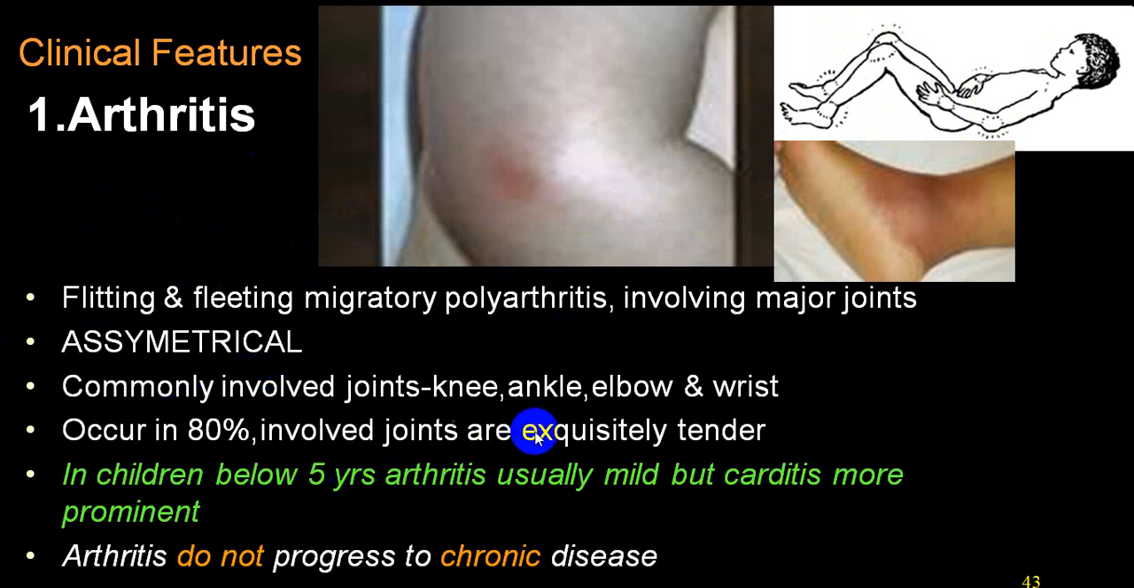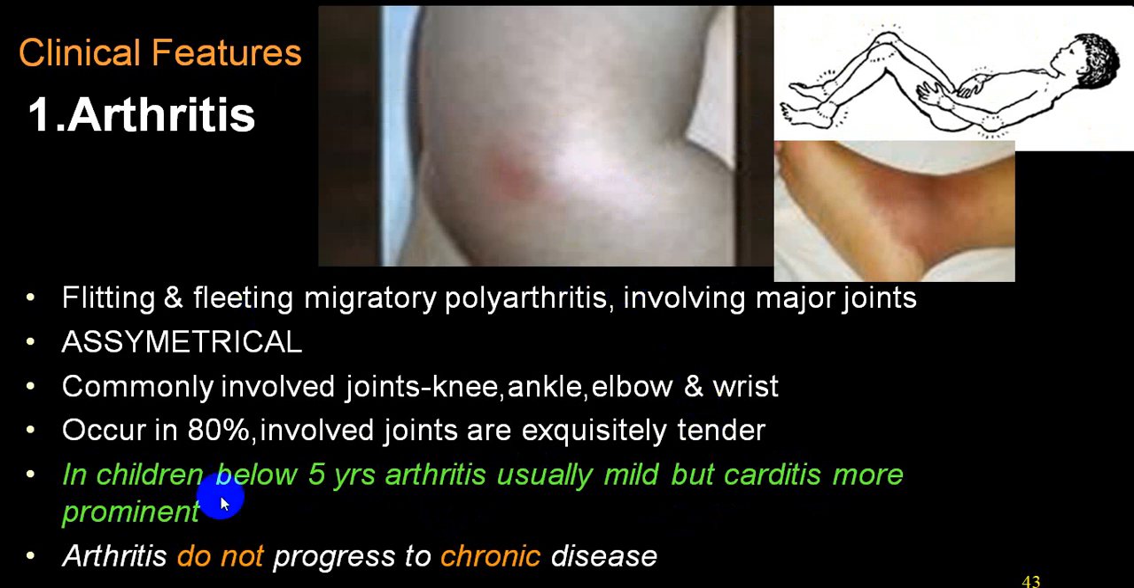80% of the time the involved joints are absolutely tender. You will have all the signs of inflammation, that is swelling, redness, pain and warmness. Below 5 years of age, it is usually mild, but carditis is more prominent. If a child is less than 5 years, carditis is more prominent than arthritis, but arthritis is the most common feature, present in the majority of persons suffering from acute rheumatic fever.